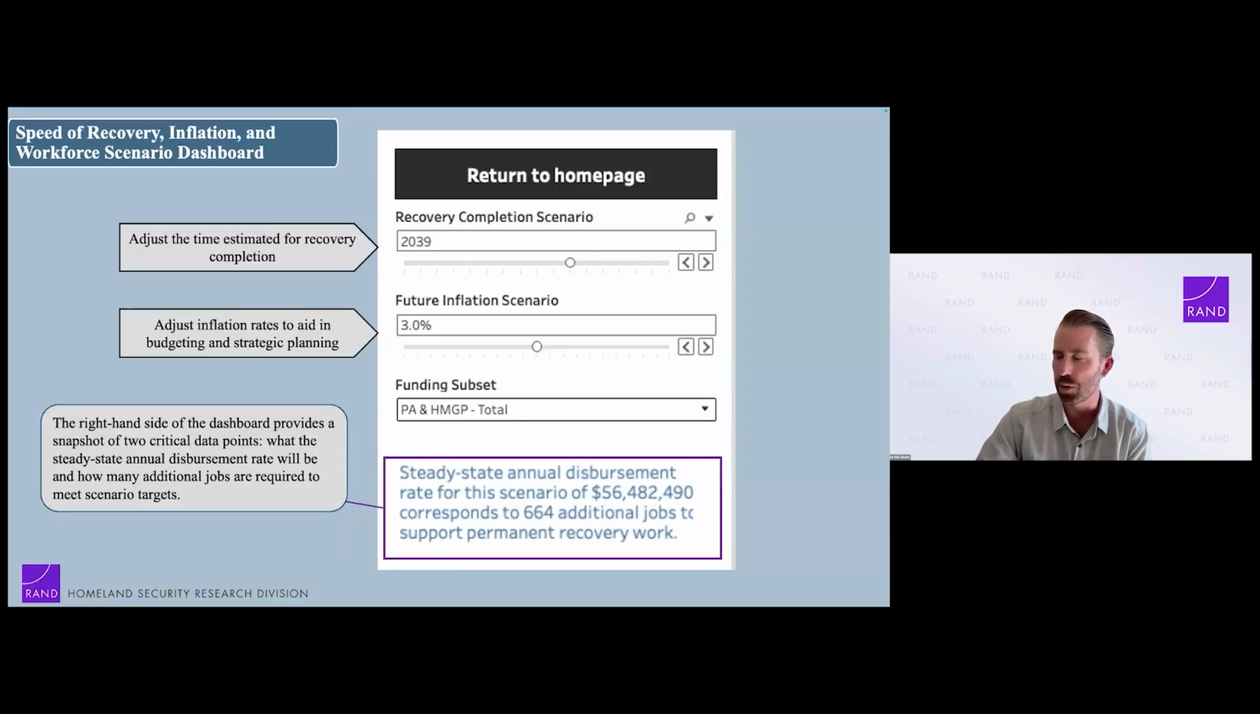One is the inflation piece. I just showed you that. The other is, what is the steady state spend rate that you need to hit to be able to finish the recovery by your assigned target date? And then the third insight is, what's the rough number of construction jobs required to execute on that speed of recovery? So in this case, $56 million per year would be the steady state spend rate needed from now until 2039. And in order to do that, you need 664 additional construction workers to execute on that work.